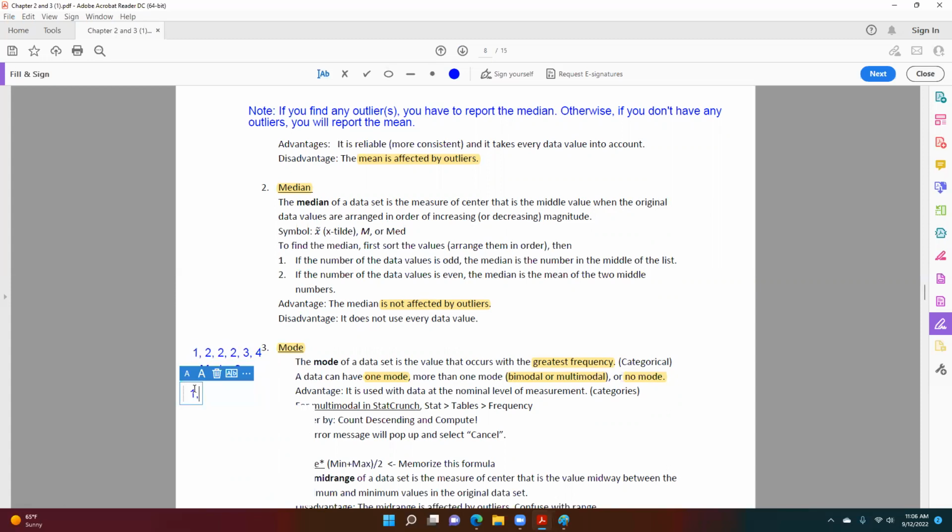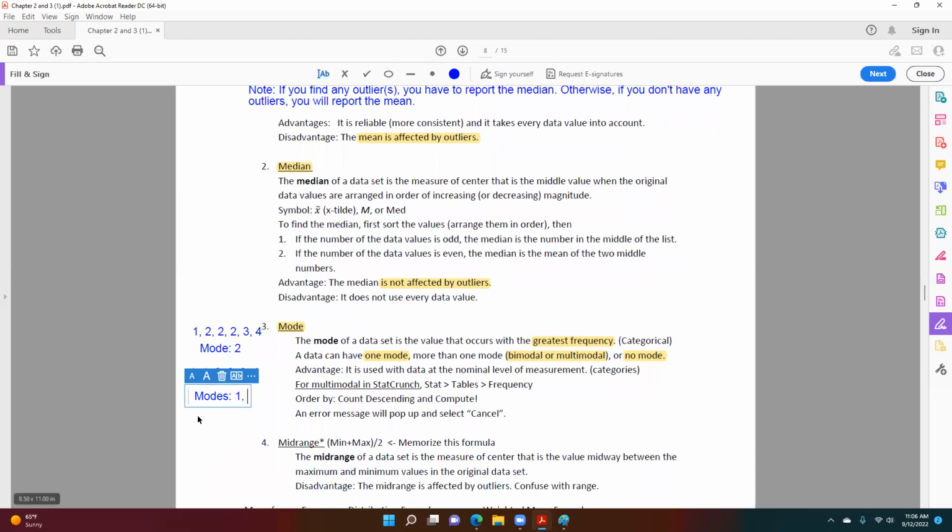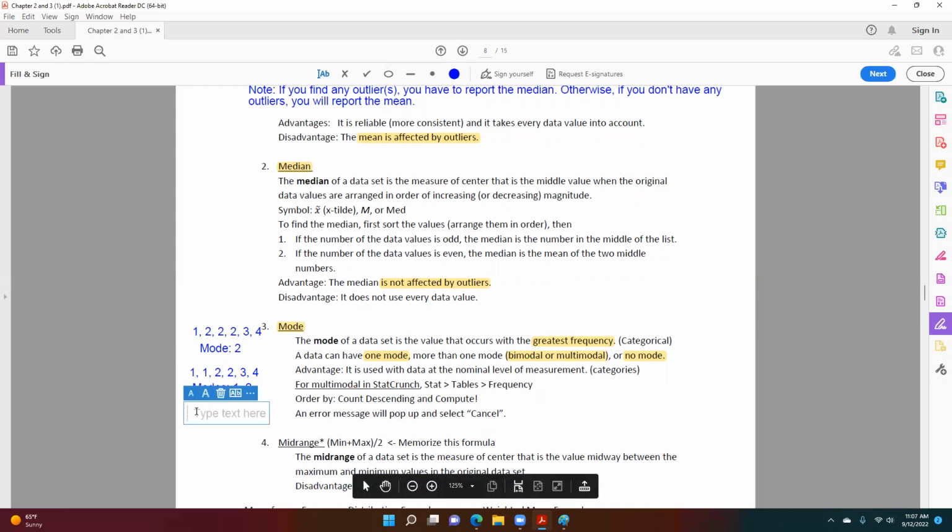If you have a data set like 1, 1, 2, 2, 3, 4, then your modes are 1 and 2. The reason is that 1 and 2 came out twice, while 3 and 4 show up only one time. This is what we call bimodal. It means you have 2 modes in this case. And multimodal means more than 2 modes, so you have 3 modes or more. We call that multimodal. What is considered no mode?